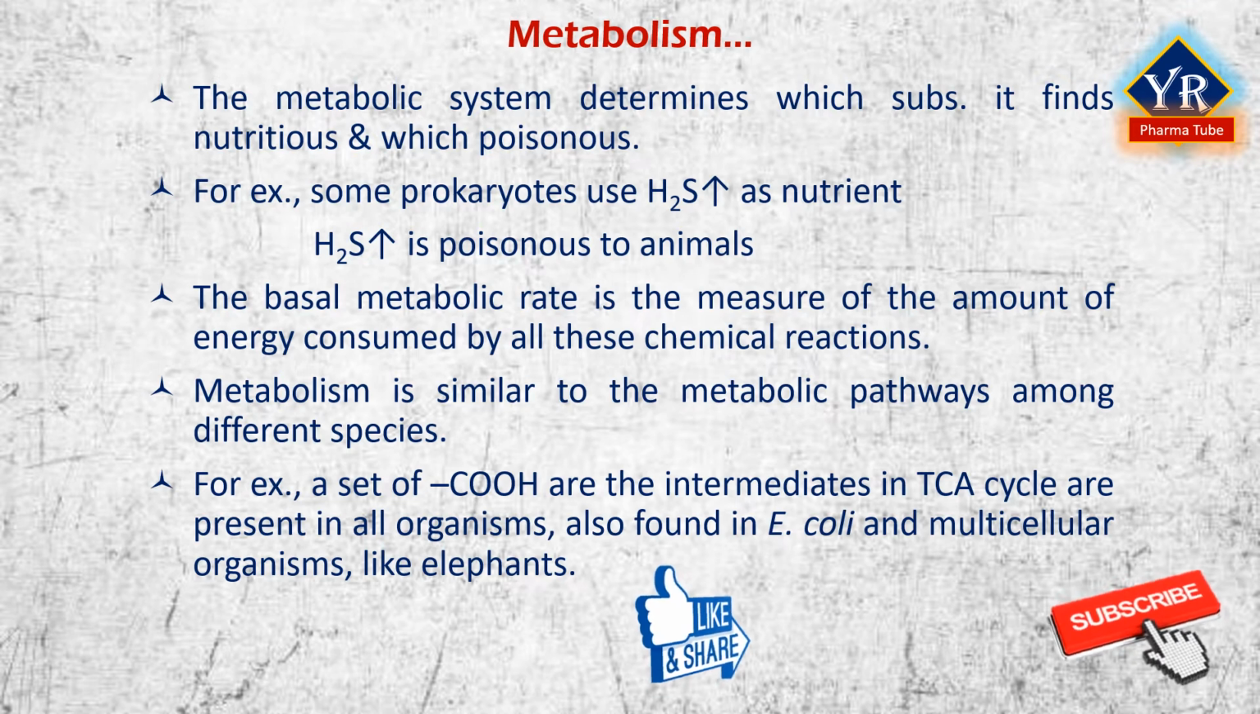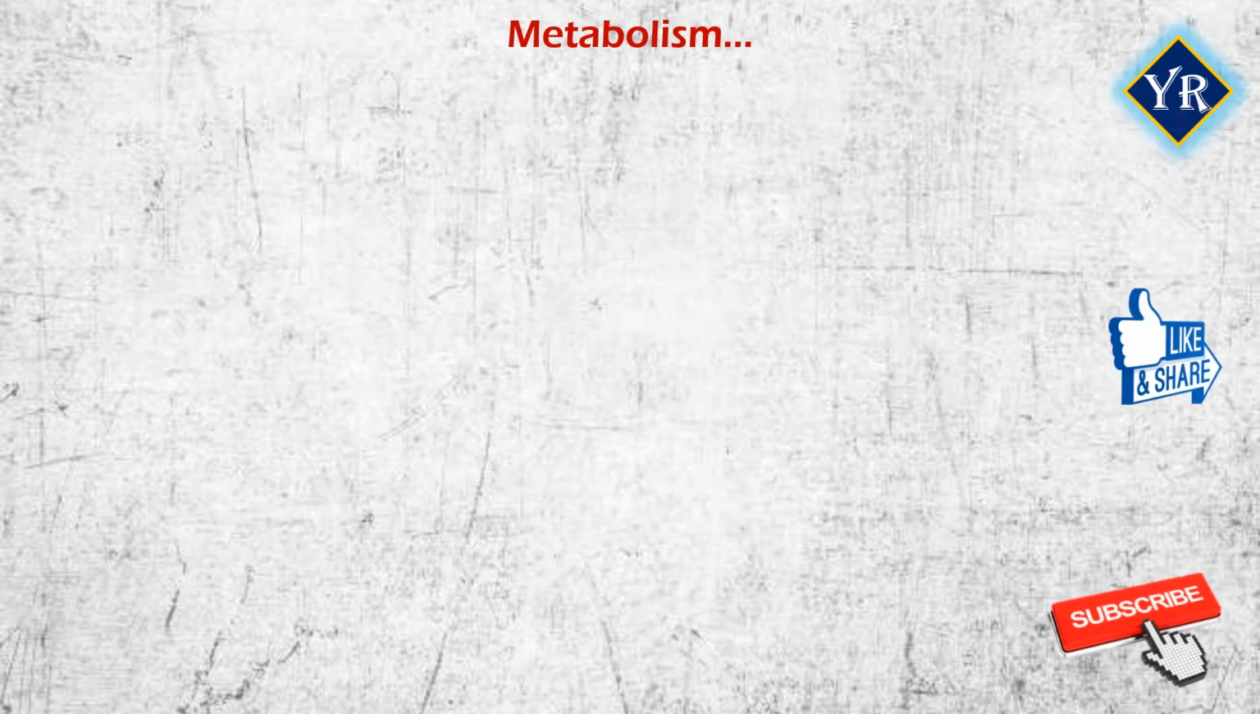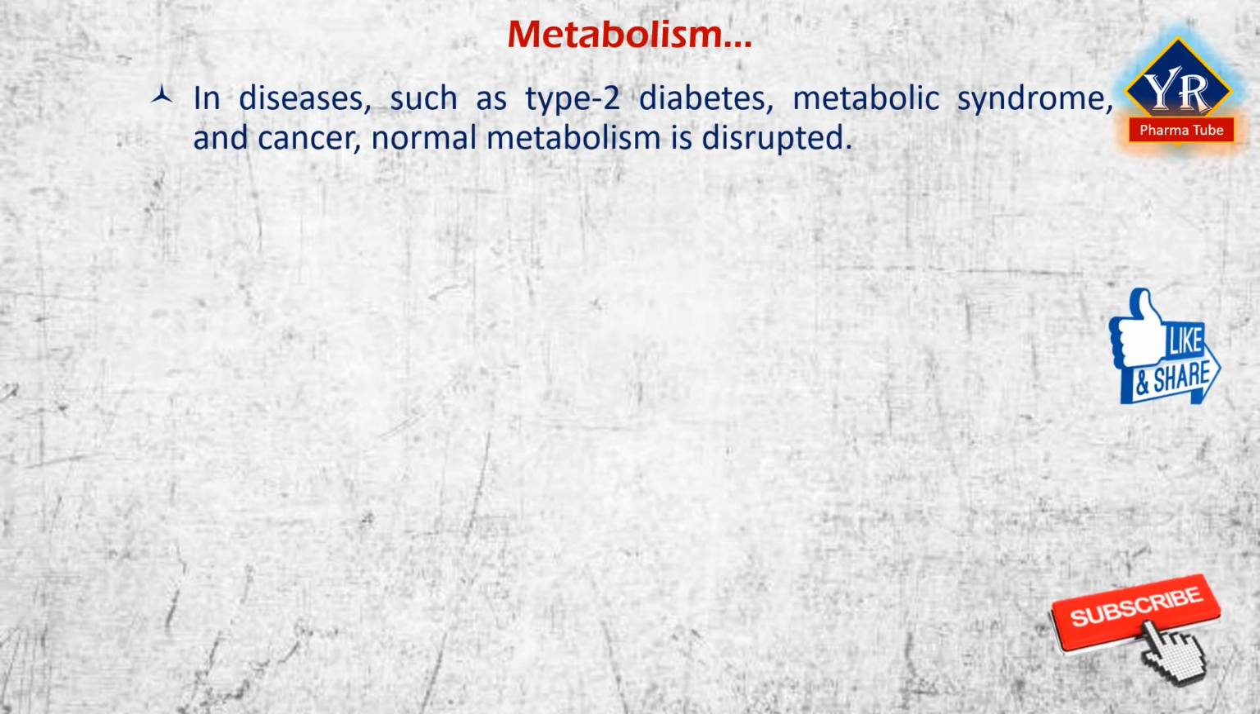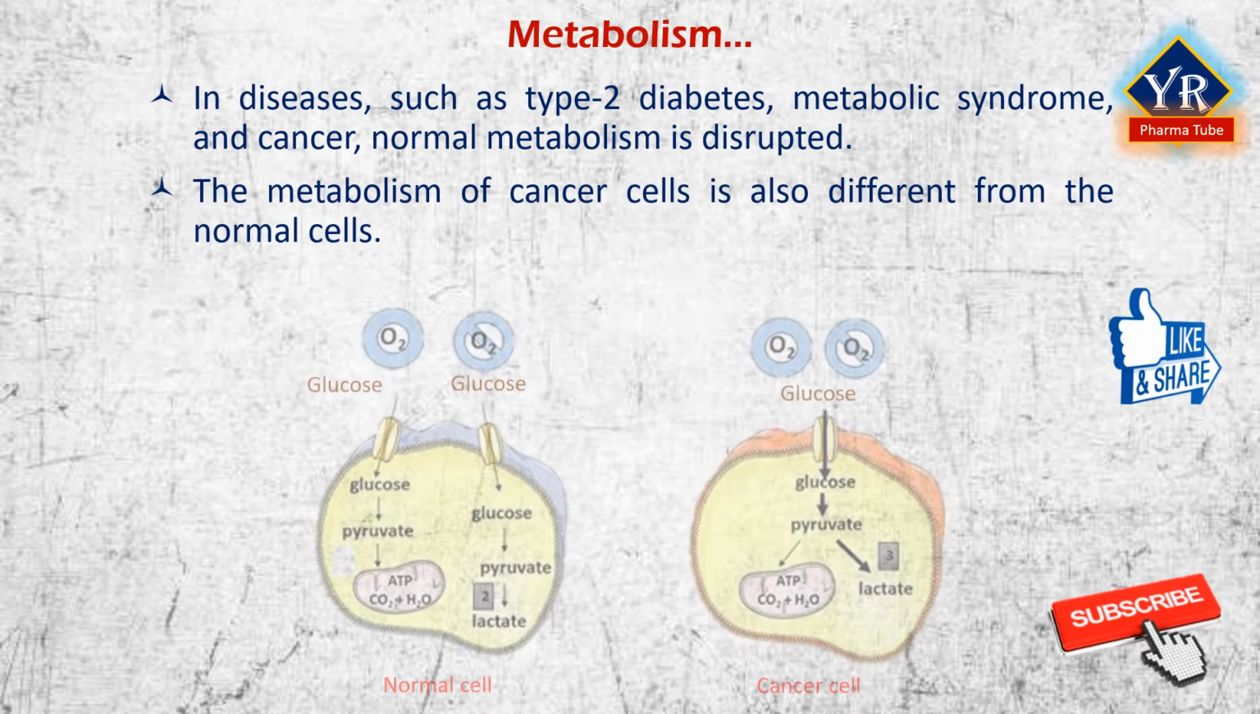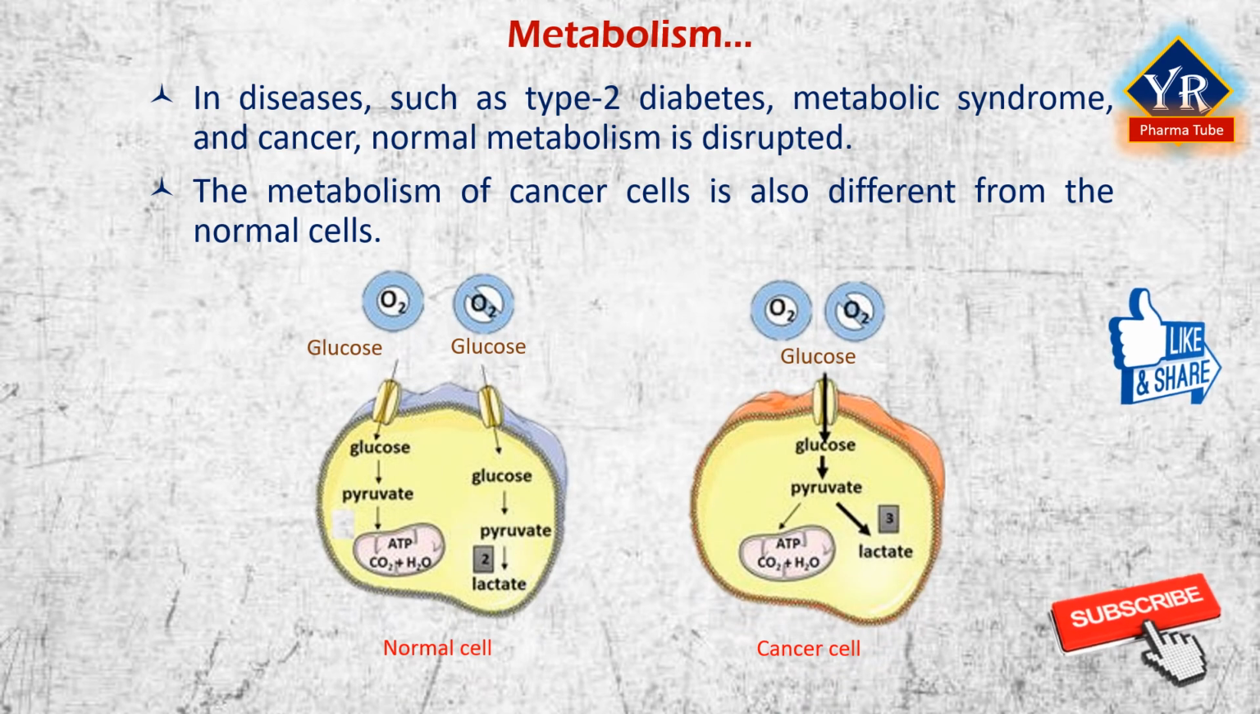These similarities in metabolic pathways are likely due to their early appearance in evolutionary history, and their retention is likely due to their efficacy. In various diseases such as type 2 diabetes, metabolic syndrome, and cancer, normal metabolism is disrupted. The metabolism of cancer cells is also different from the metabolism of normal cells, and these differences can be used to find targets for therapeutic intervention in cancer.